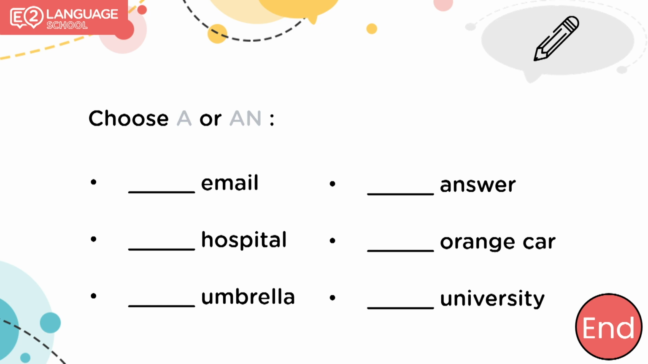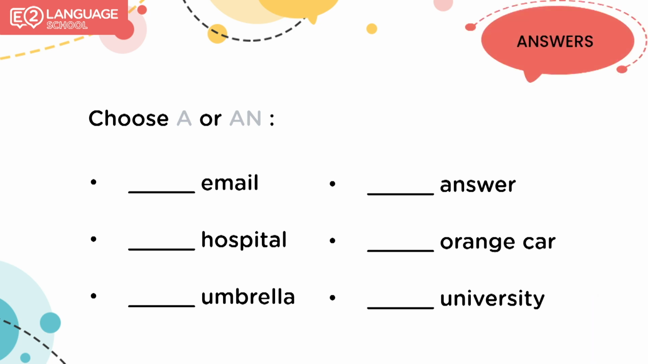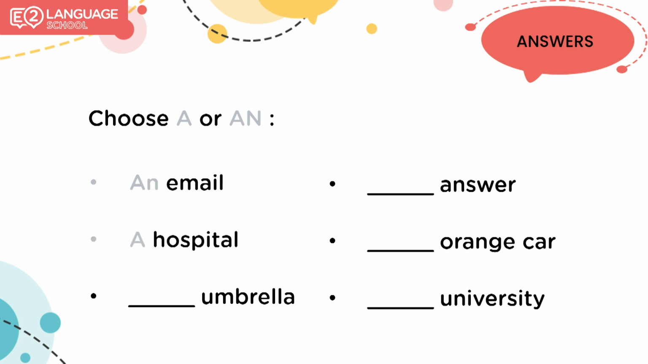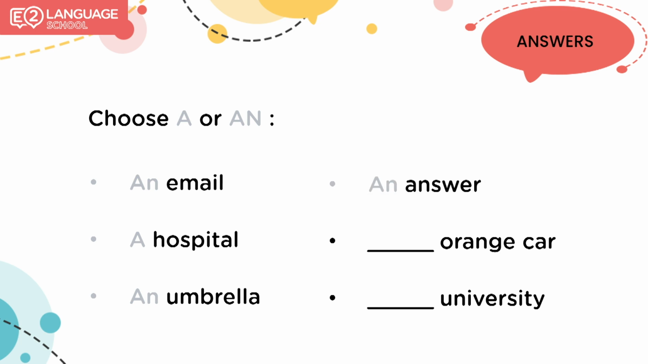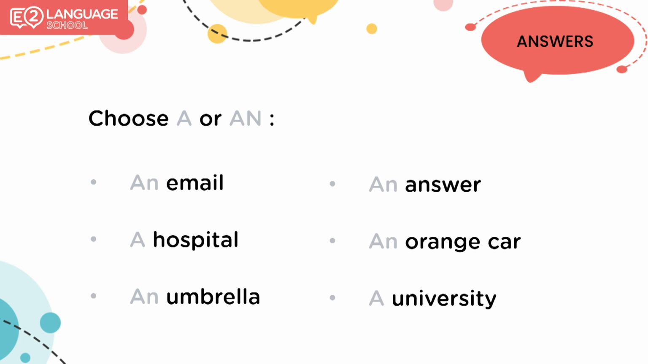All right, everyone, let's take a look at the answers. So the first answer, what did you have? Well, we say an email, so E, it's a vowel sound. A hospital, H, so a consonant. An umbrella, A, so another vowel sound here. Next, another vowel sound, an answer. An orange car, orange. And lastly, a university.